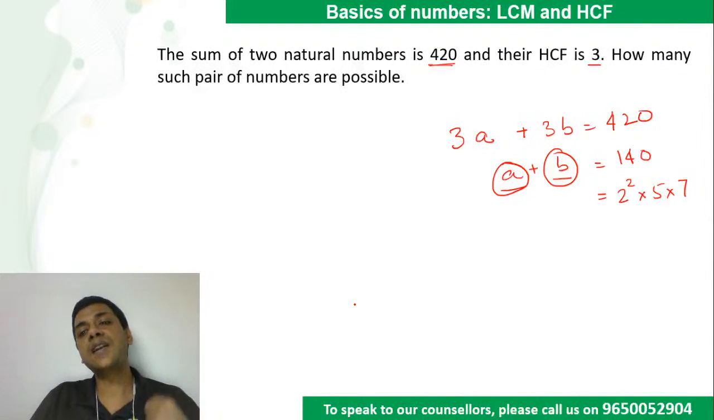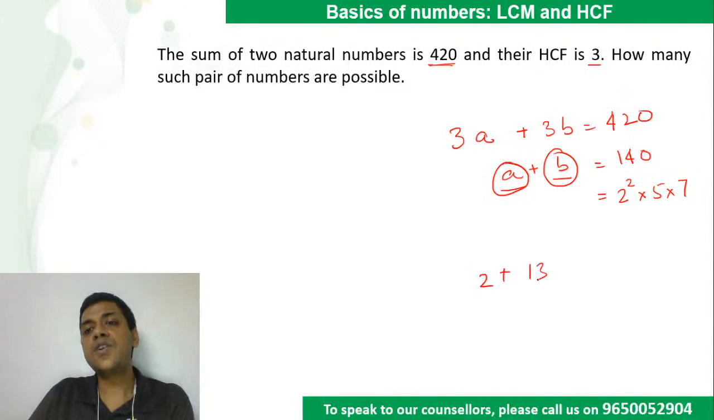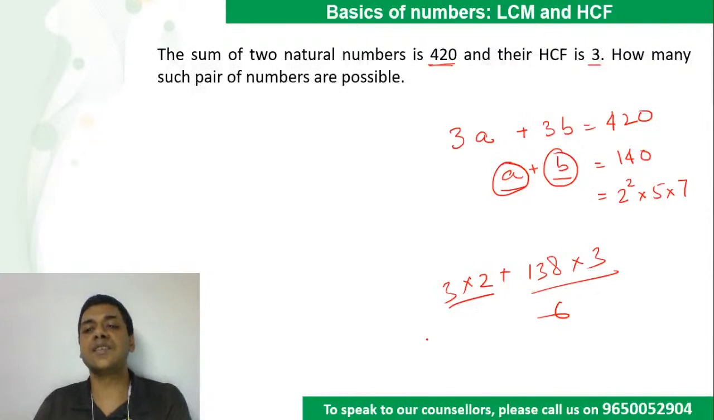Because if there is a common factor beyond 3, my HCF will not remain 3. So if I say A is 2 and B is 138, then 2 into 3 and 138 into 3 will give me an HCF of 6, which breaks my prime condition.